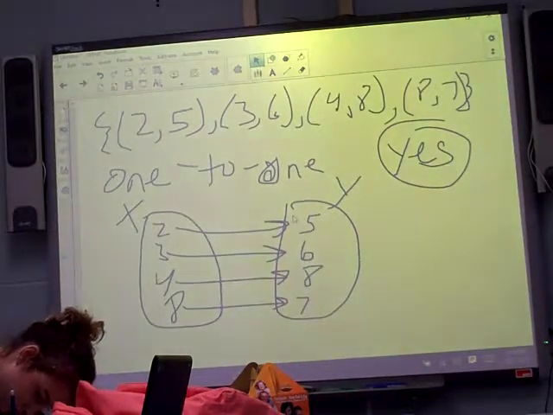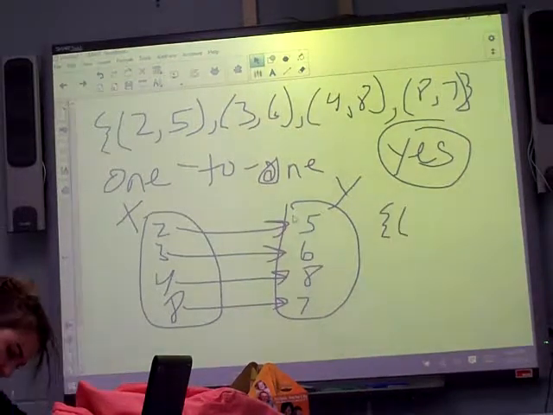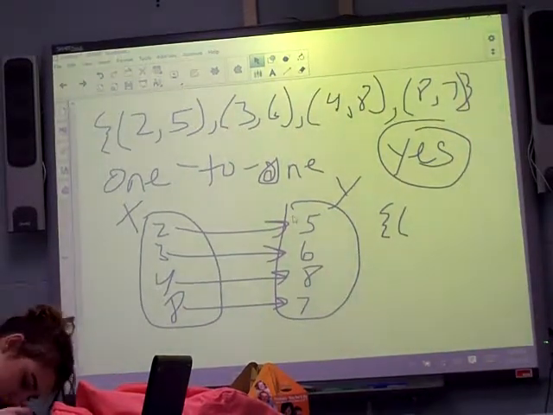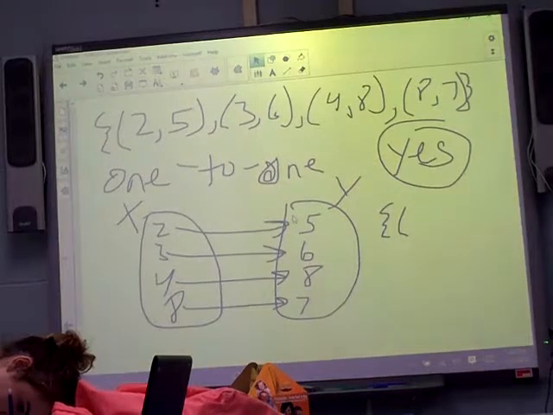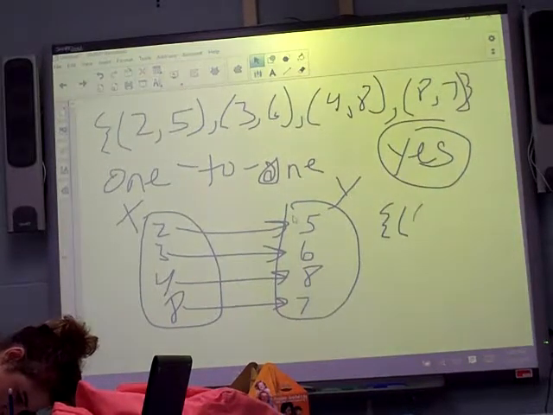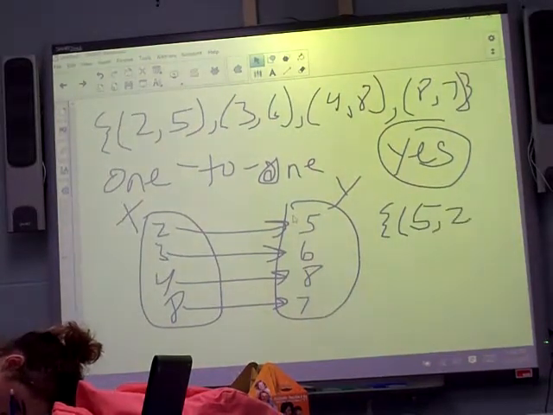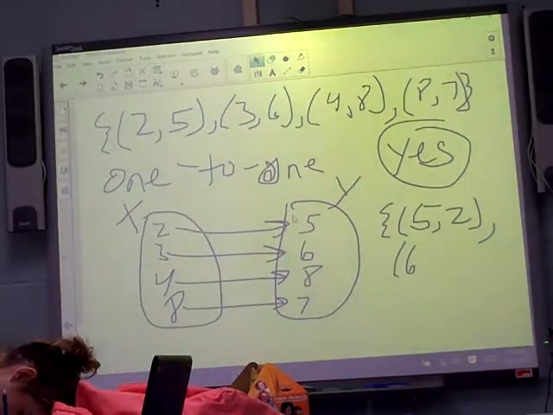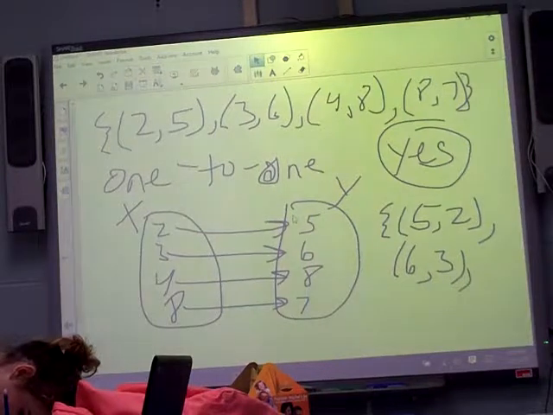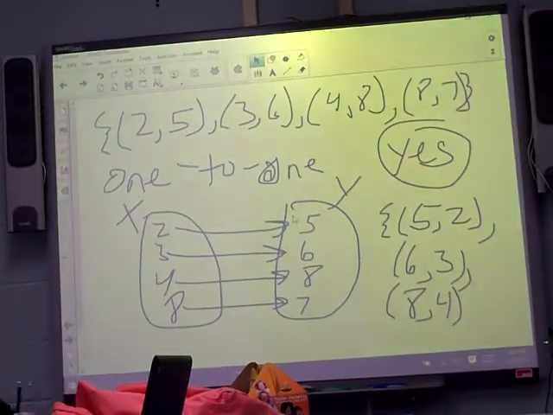So the inverse, what do you think common sense-wise you'll do to write the inverse of an ordered pair? Close. Just flip it. Very good. So what was (2, 5) is now going to be (5, 2). What was (3, 6), the inverse will be (6, 3). What was (4, 8), the inverse will be (8, 4). See what Rachel said we're doing there? What was (8, 7), the inverse will be (7, 8).